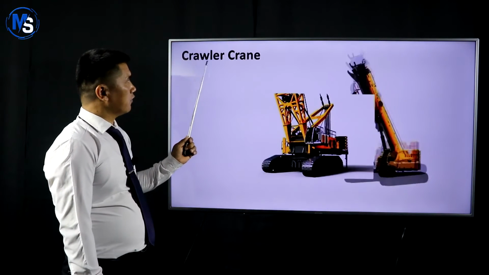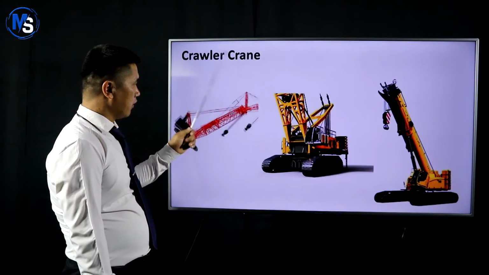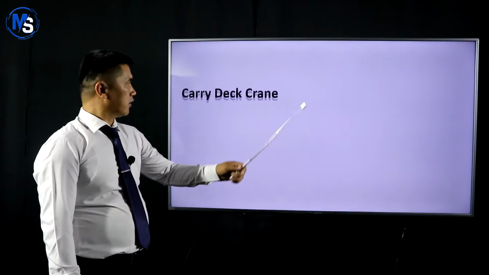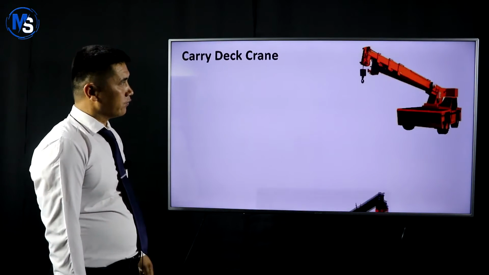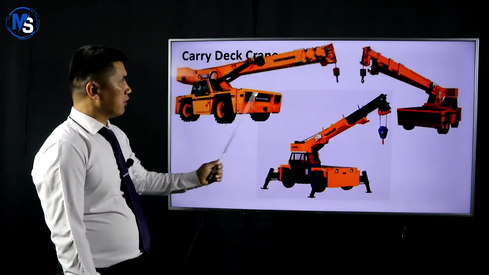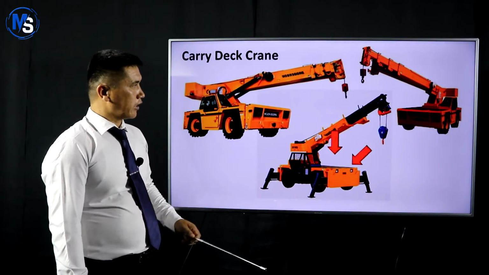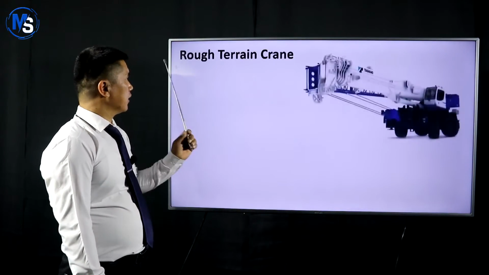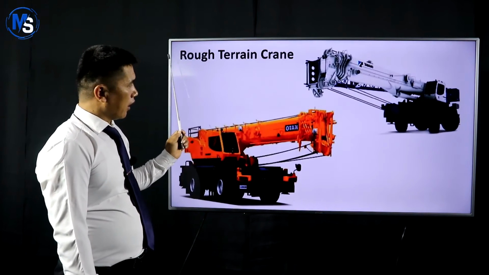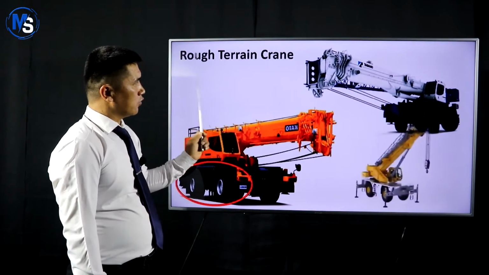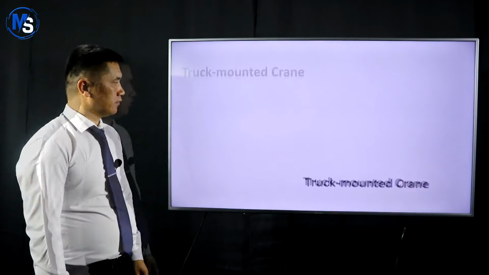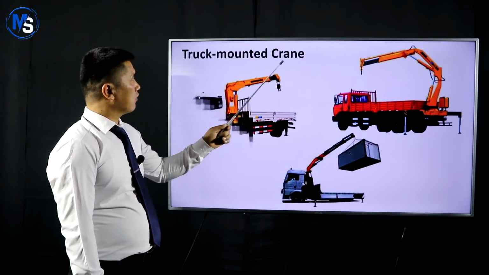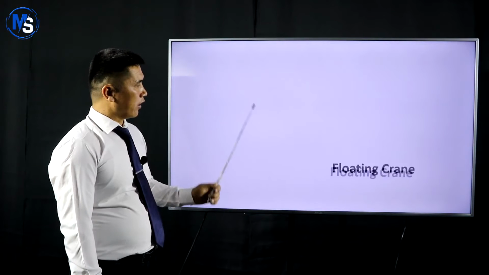Then the next is the crawler crane. Crawler crane is, how can I say, it's like this crawler. It carries things from one side to another side. The carry deck crane is also a carrying crane, for heavy objects from one point to another point. The next one is a rough terrain crane. It's a big crane and it's also used for construction sites. Then the next one is a truck mounted crane. The crane is mounted on the vehicle.